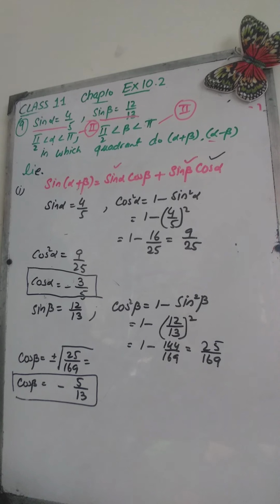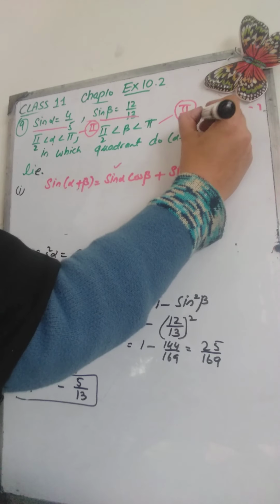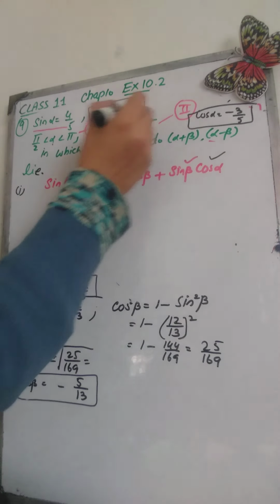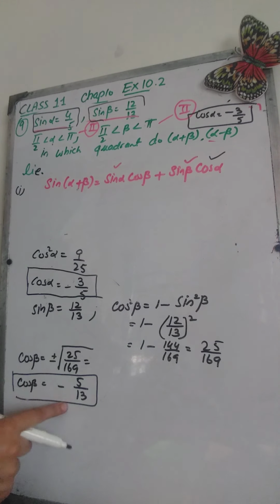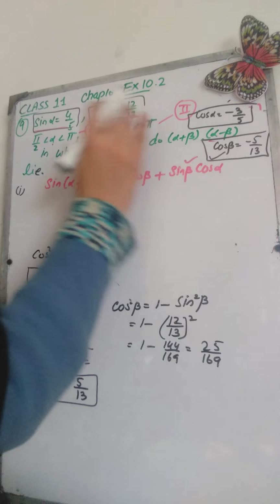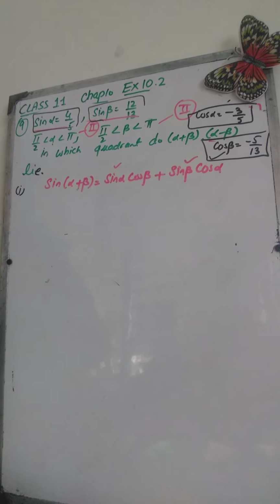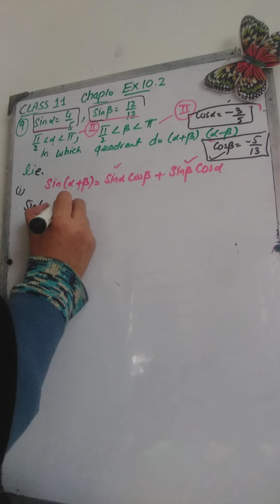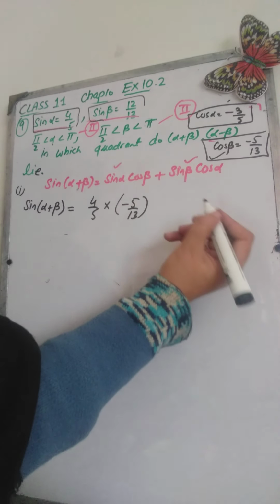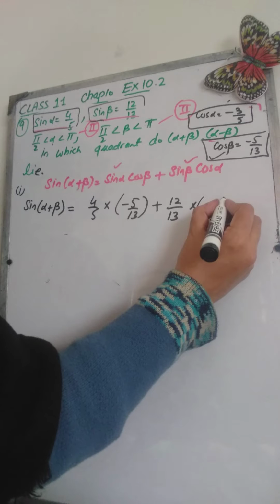So putting these values, let me write it down somewhere over here. Cos of alpha we have calculated as minus 3 by 5, and we are given sine beta and sine alpha, and cos of beta is negative 5 over 13. So after getting all these values, I can easily calculate the expression sine of alpha plus beta. So sine of alpha plus beta, which they had asked us to calculate, is equal to sine alpha, 4 over 5, into cos beta, which we have calculated as negative 5 by 13, plus sine beta, given to be 12 over 13, into cos alpha, which is equal to negative 3 by 5.